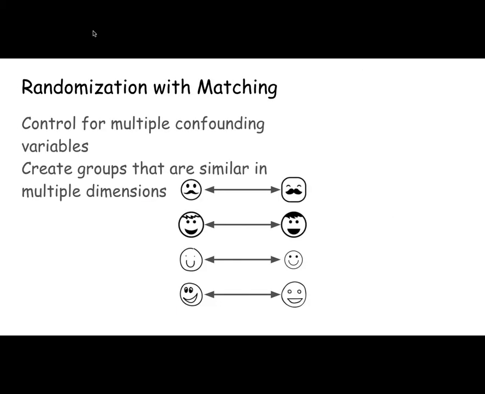If you have a lot of confounding factors that you're trying to match, that you're trying to balance out, then you may have to resort to randomization with matching. Here, they're actually finding within their sample two people that are similar on all the things they care about and then splitting them into the different groups. So this is much more expensive and labor intensive than simple randomization or stratified randomization.